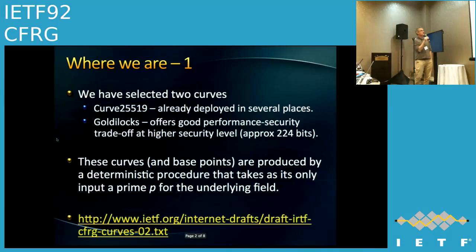Next slide, please. So as Adam said, the group has finally selected 2 curves, one of which is curve 25519, which is already deployed in many places, and the other is colloquially known as the Goldilocks curve. It's called curve 448 in the current version of the draft, and this curve offers a good performance security trade-off at higher security level. And the security level here is approximately 224 bits. There was a lot of discussion on the mailing list about exactly which security level we should target and how we should trade off security performance, and this is where the list ended up.